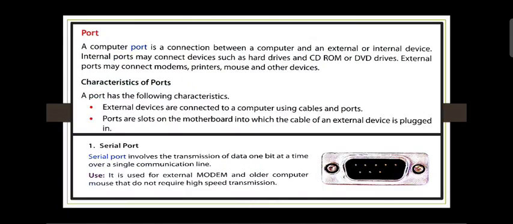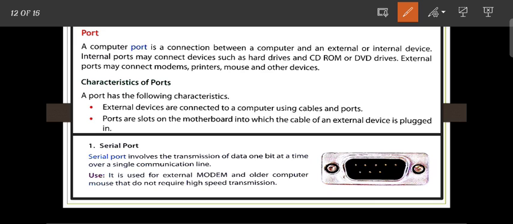Next is port. A port is a connection between a computer and external or internal devices. Internal ports may connect devices such as hard drives, CD-ROM, and DVD drives. External ports may connect modems, printers, mouse, and other devices. As a characteristic of a port, external devices are connected to a computer using cables, and ports are slots of the motherboard in which the cable of an external device is plugged in. So mainly the port is used to connect different types of external and internal devices.